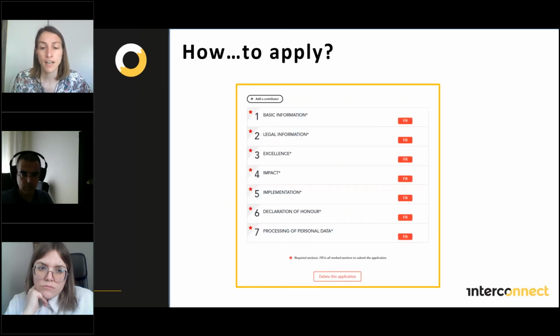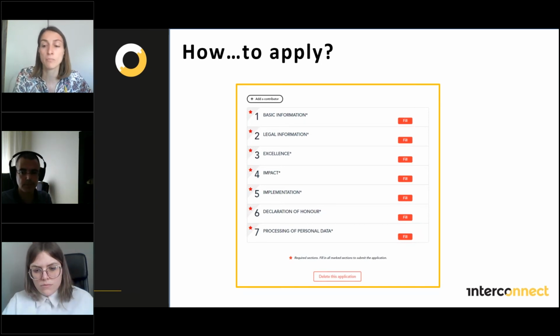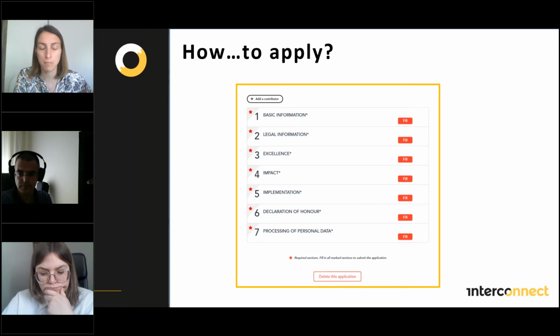When you click the Apply Now button and start a new application, you will find this application form. As you can see, at the top of the application you have the button to add contributors. So as I said before, you can have other people from your organization helping you fill in the application. You only need to fill in all the sections, and when all the sections are filled, the submit button will appear, and you can submit. And as I said, you can still continue making changes before the deadline.